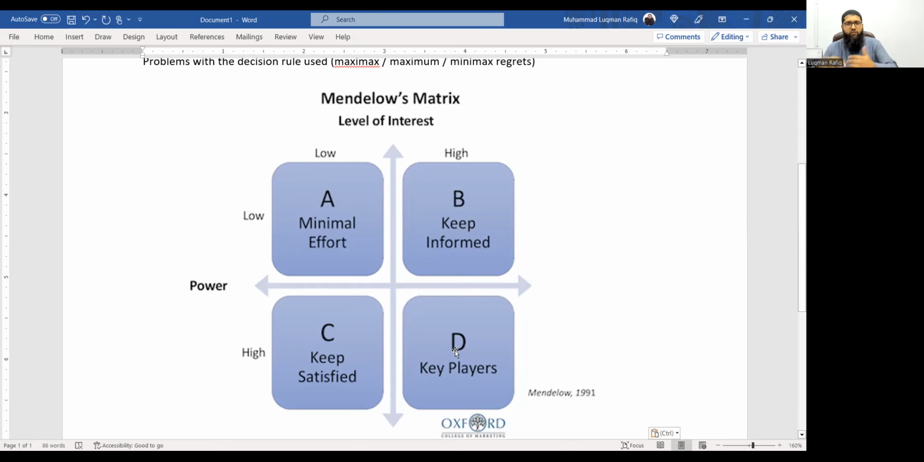And for the key players, you have to keep them satisfied. You have to do whatever it takes to meet their demands, meet their needs. And then high interest but low power, just keep them informed.